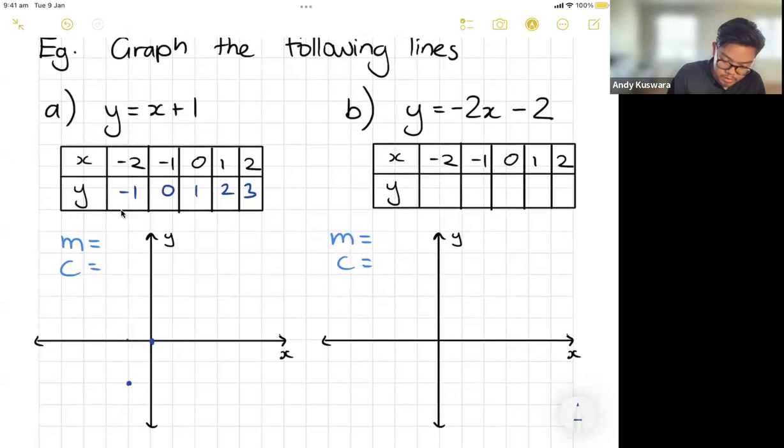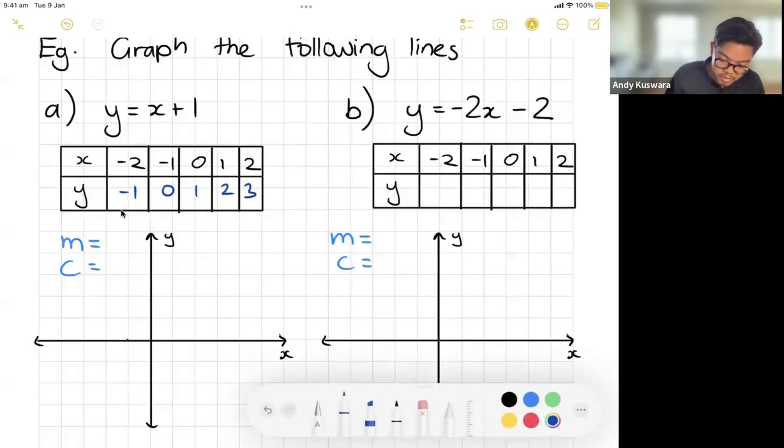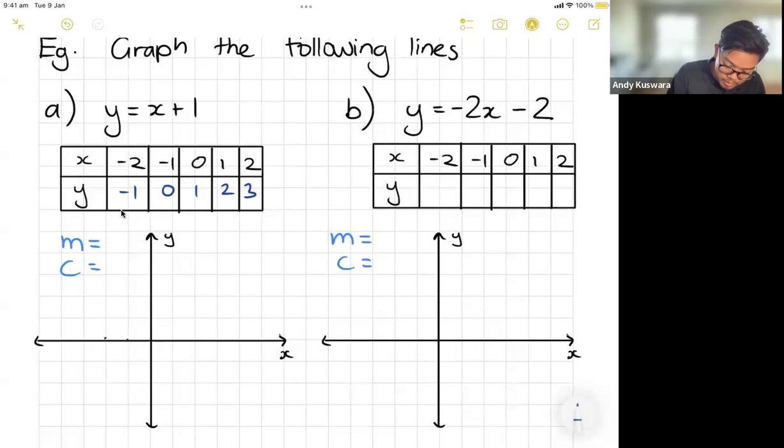Let's try that again. It says here when x equals -2, y equals -1. That looks more like it. When x equals -1, y equals 0. When x equals 0, y equals 1. When x is 1, y equals 2. When x is 2, y equals 3. And you can see here that that becomes my straight line.